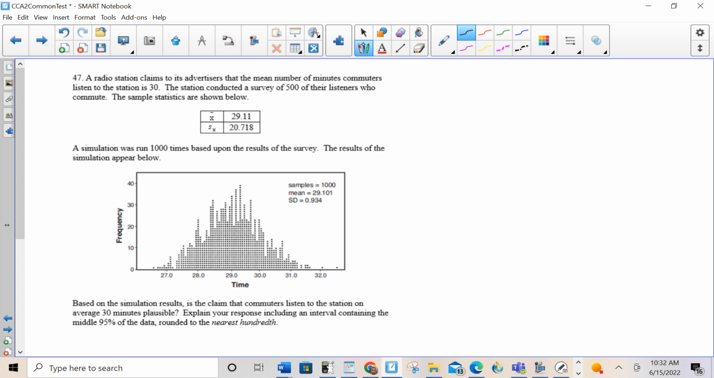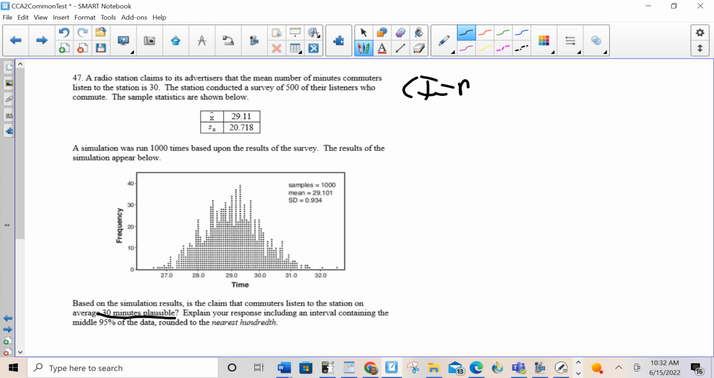A radio station claims to its advertisers that the mean number of minutes commuters listen to their station is 30. The station conducted a survey of 500 of their listeners who commute. The sample statistics are shown below. Nothing important yet. A simulation was run 1,000 times based upon the results of the survey. The results of the simulation appear below. Nothing important. Based on the simulation results, is the claim that commuters listen to the station on average 30 minutes plausible? Well, to determine if something is plausible or expected or usual, I have to find the confidence interval.